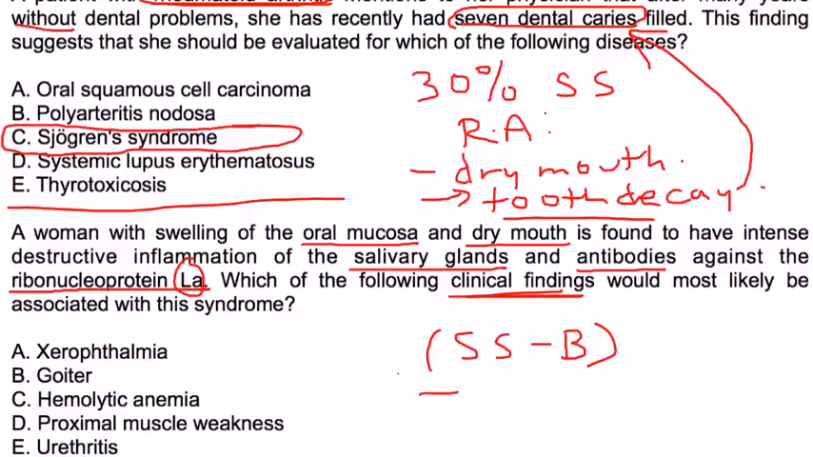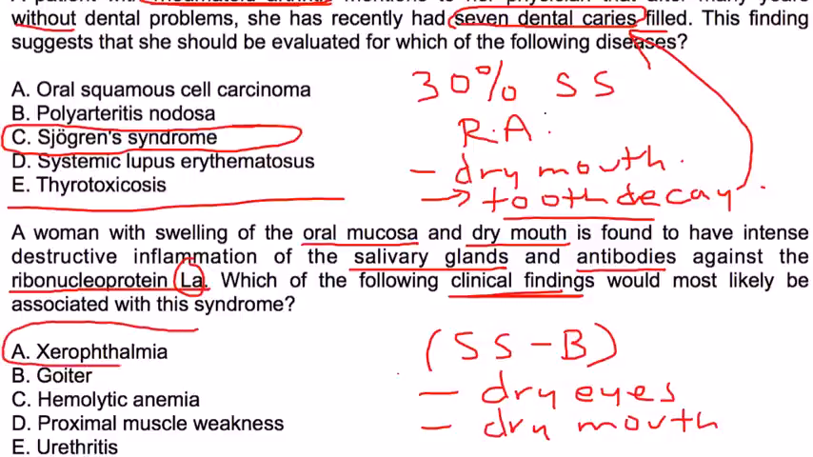Well, what are the two basic things of Sjögren's? There's dry eyes and dry mouth, right? And dry eyes, the medical term is xerophthalmia, and dry mouth is xerostomia. Well, xerophthalmia is listed as choice A.